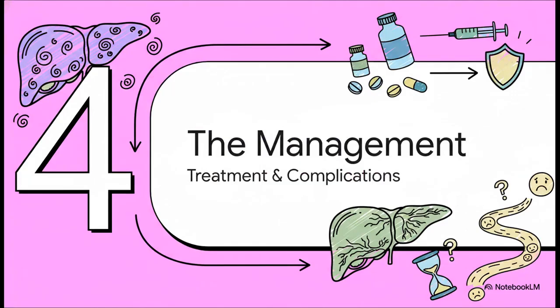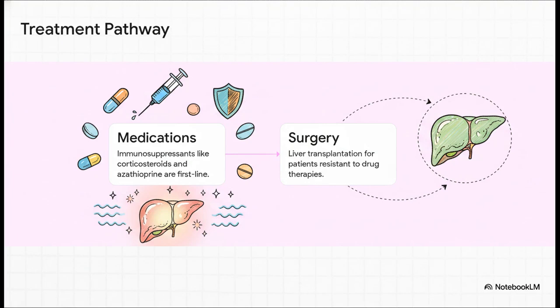Okay, the diagnosis is in. It's time to take action. Let's cover how we manage AIH and what we're trying to prevent down the line. The whole game plan here is to tell that overactive immune system to just calm down. The first line of attack is immunosuppressants. We usually hit it hard and fast with corticosteroids, like prednisone, to put out the fire. Then we use other agents like azathioprine for the long haul to keep things quiet.